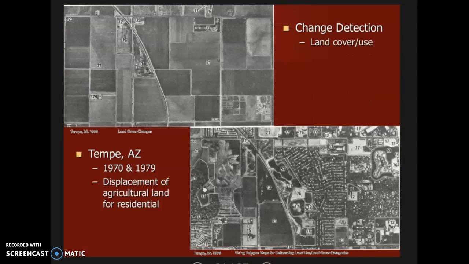Here we're looking at a couple of images in Arizona, and you can see clearly how this landscape has changed dramatically over this period of 9 years, where agricultural land has been developed into urban residential, mostly over here as well. So these are some examples of change detection. You can see they've been labeled with their level 1 and level 2 land use land cover classification.